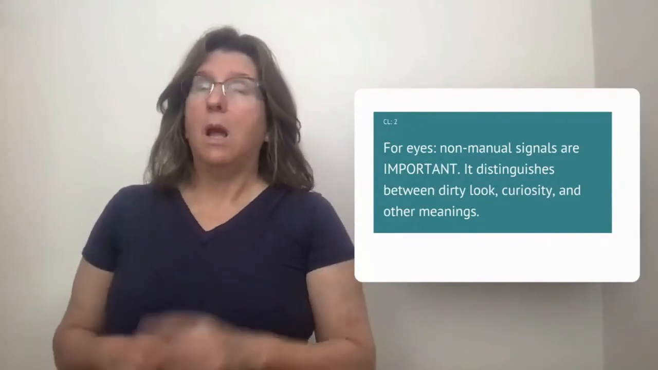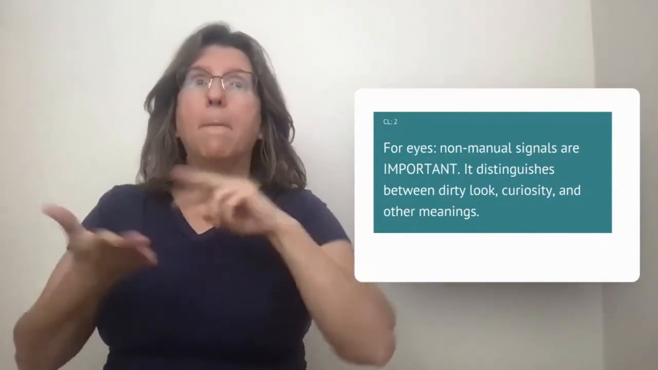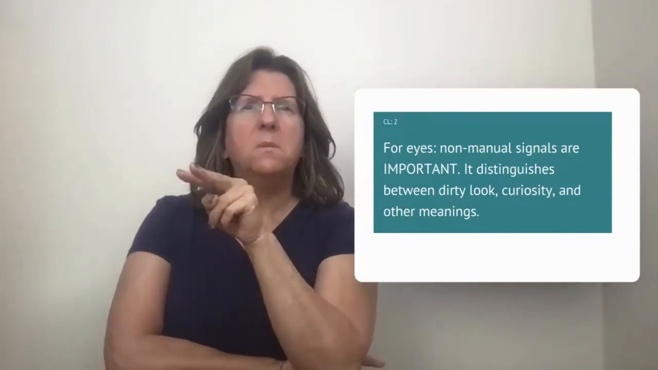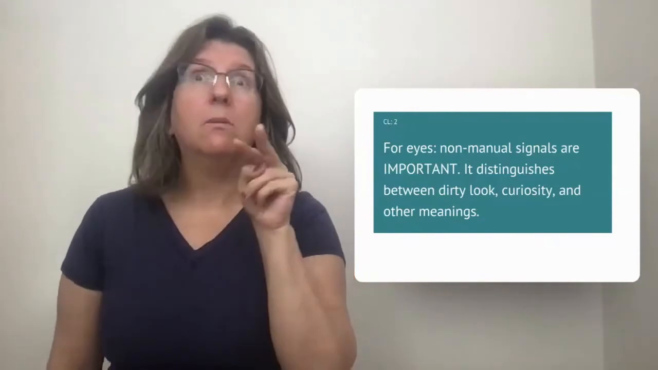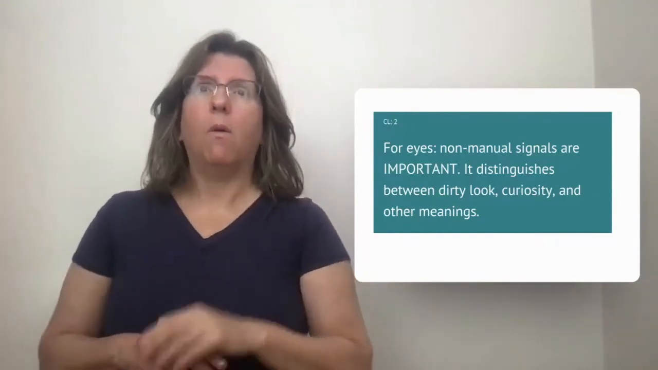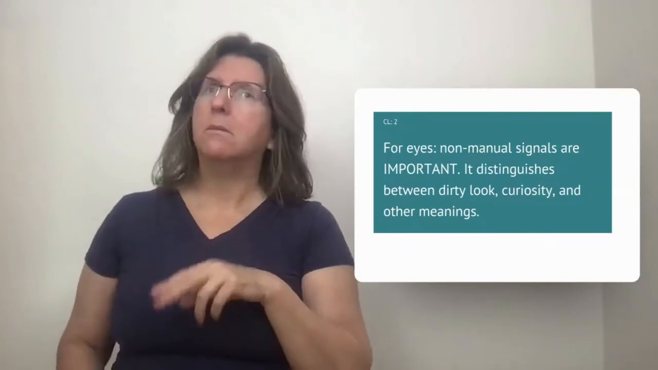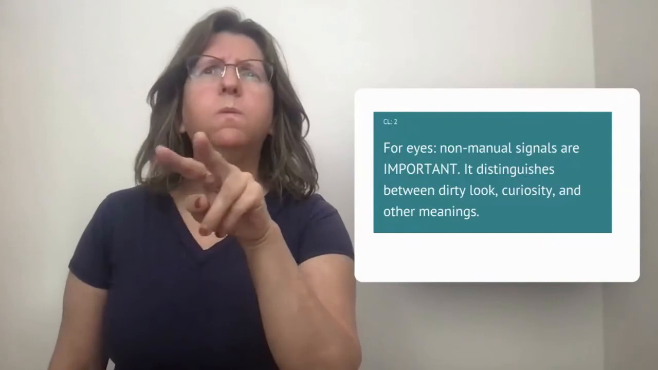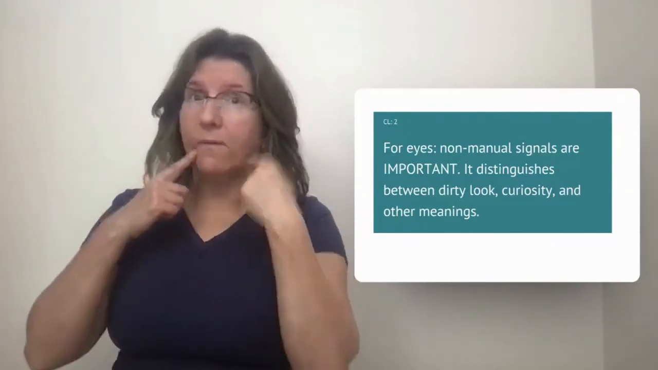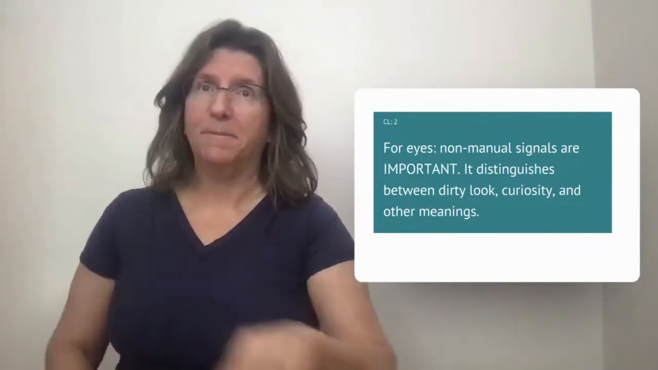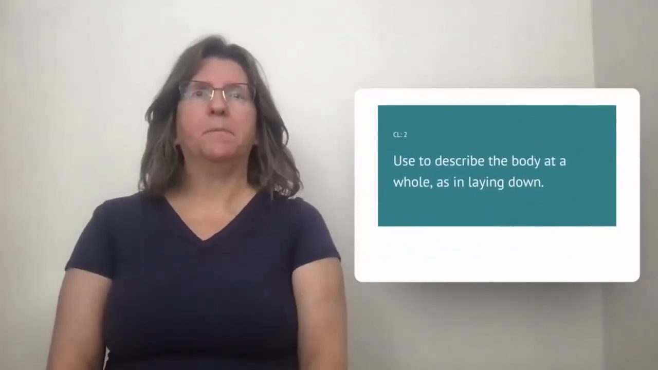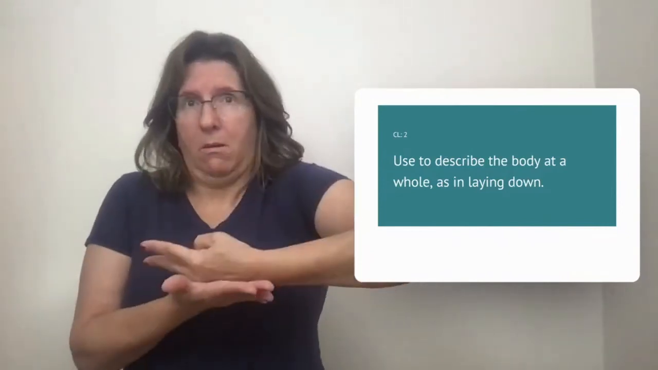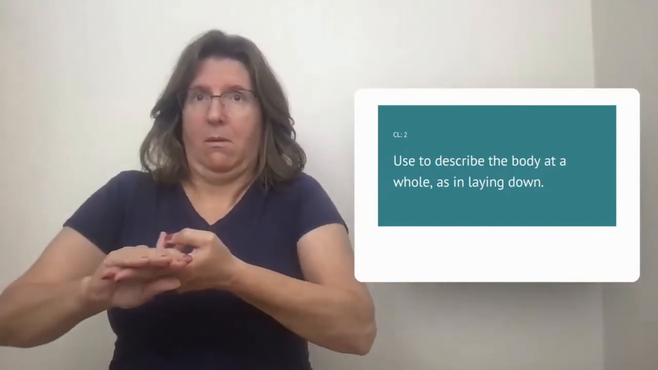In ASL, and for deaf people, the eyes are crucial to meaning. Non-manual signals are important. See the difference in how the eyes look? There's a difference between giving someone a dirty look, showing curiosity, or other meanings conveyed. Again, I want to reinforce that facial grammar is important in ASL. CL2 can show a human body in various positions, such as lying down, or more specifically under the covers.